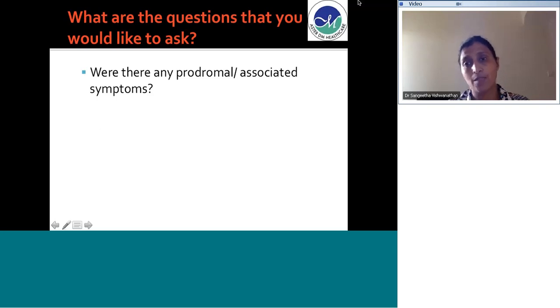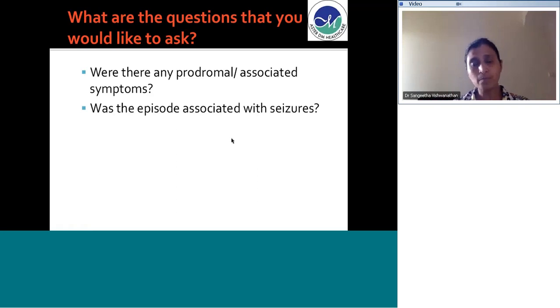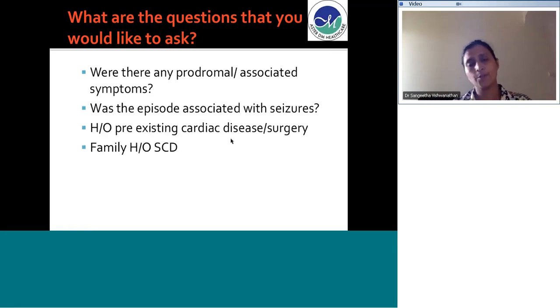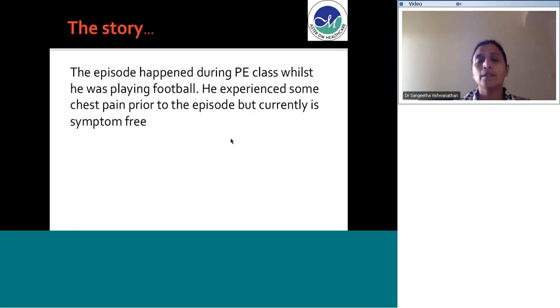Were there any prodromal symptoms or associated symptoms? Was there any chest pain? Any palpitations? In patients who have vasovagal syncope, they often have a nauseous feeling. They may have some sweating, some mild visual disturbances. So they can have these prodromal features, and that's typical of vasovagal syncope. Obviously, for associated symptoms here, you want to know about chest pain, palpitations and seizures. And then the usual family history and previous medical and cardiac history.